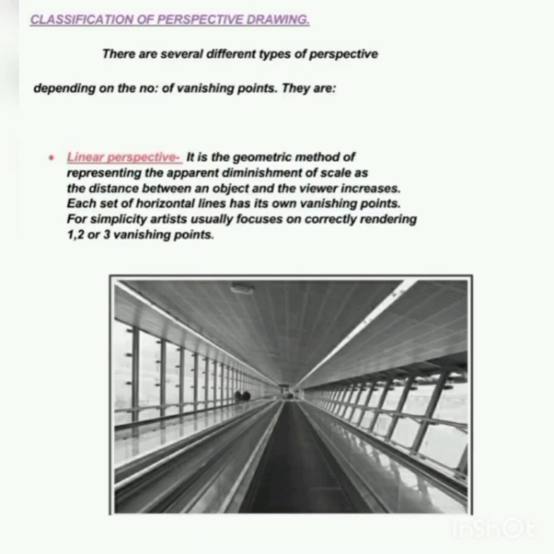Moving on to the types or classification of perspective drawings. Perspective drawings are generally classified on the basis of number of vanishing points. The first type is the linear perspective. As the distance between the object and the viewer increases, there occurs a diminishment of the scales which can be represented using a linear perspective. Each set of horizontal lines has its own vanishing points.